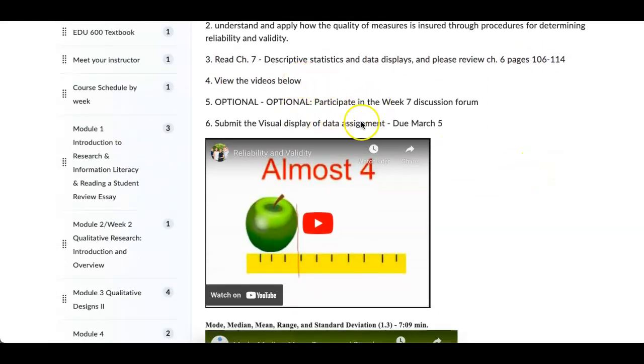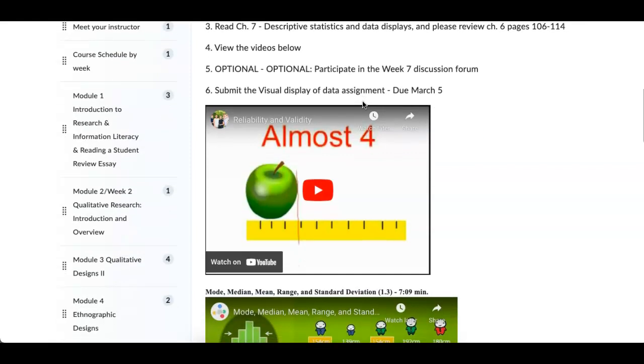Review the videos. And I did say we have an optional participation in the weekly discussion post. I don't like to have discussion posts on the same week that an assignment is due. So for those that want to, please participate in the week 7 discussion. If you have a question, you can put it in there. But this is optional. Whether you participate or not will have no bearing on your grade whatsoever. It's truly an optional discussion post.